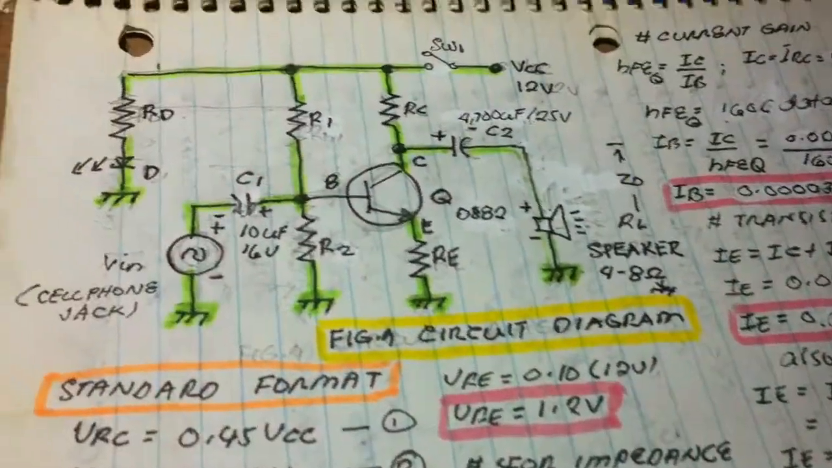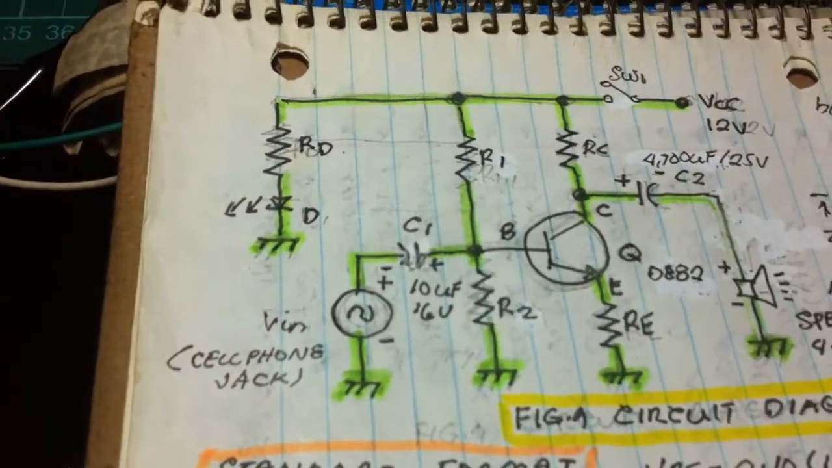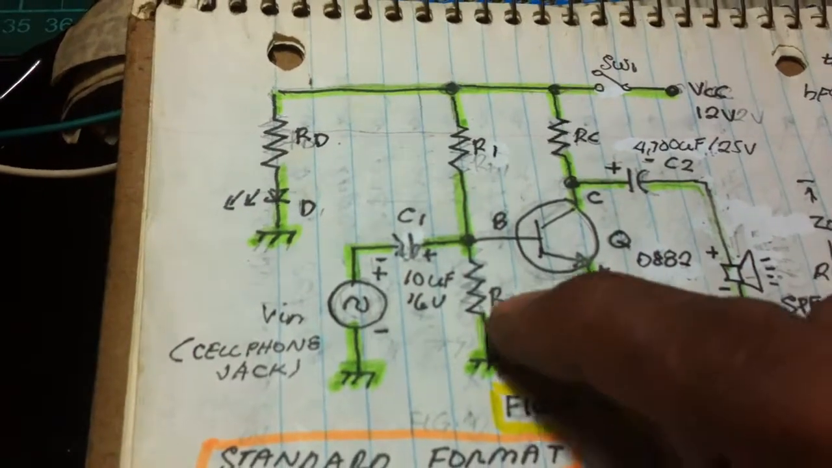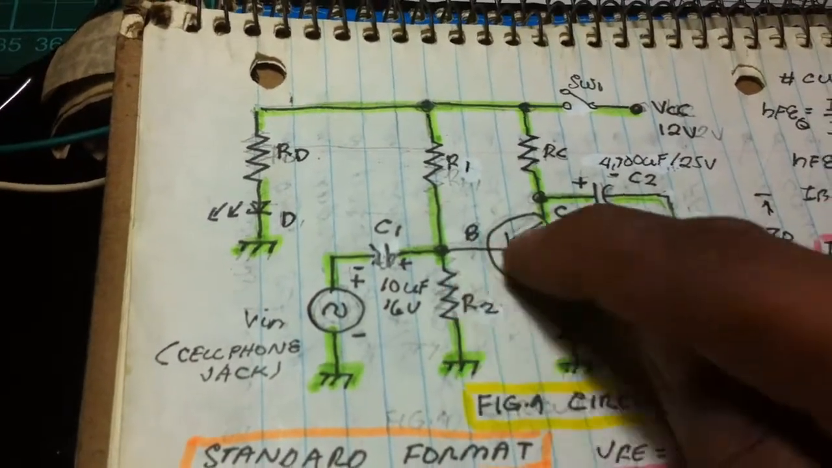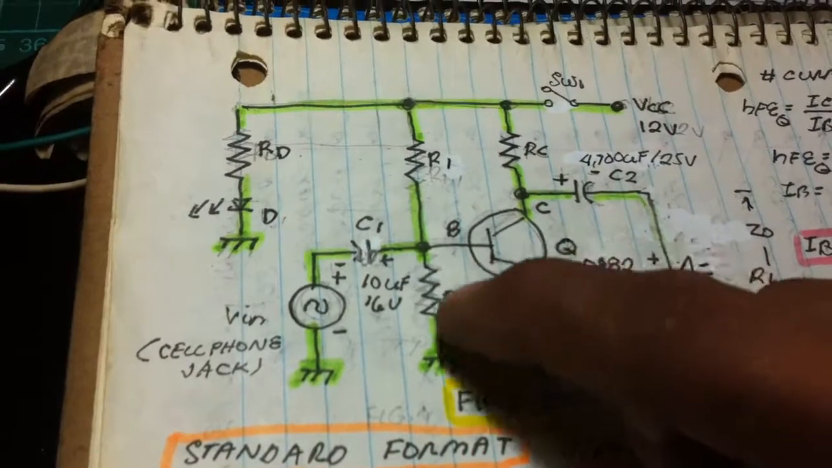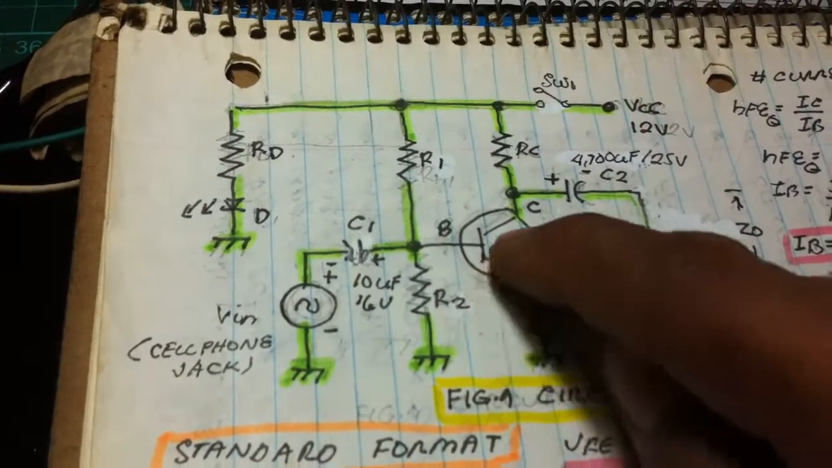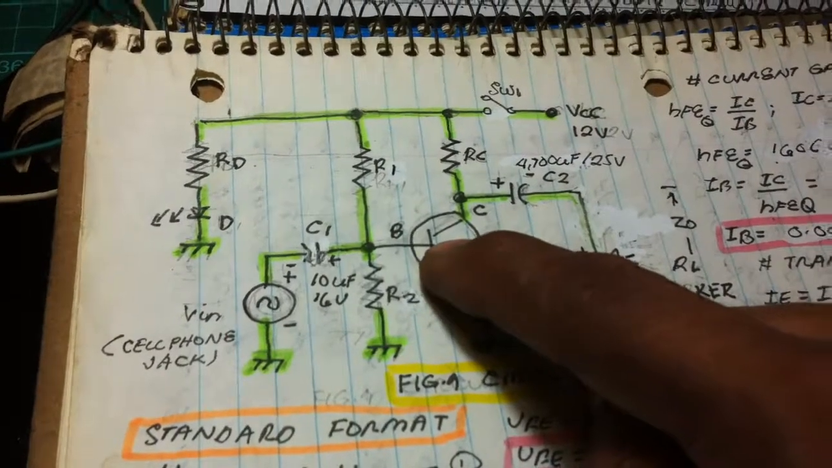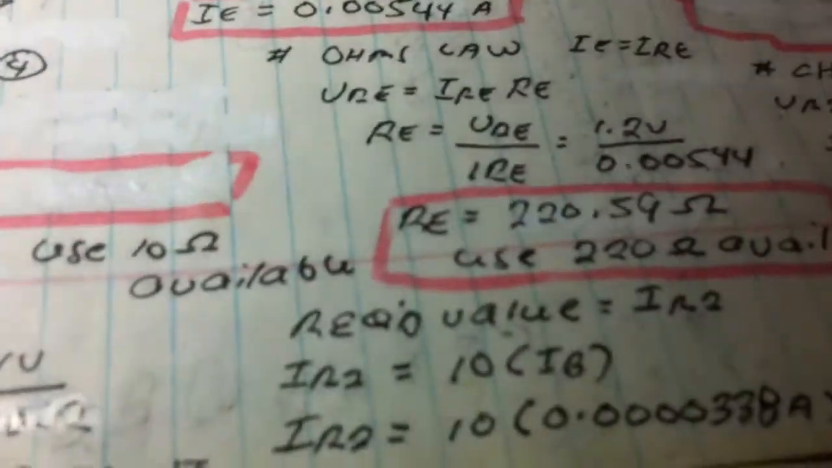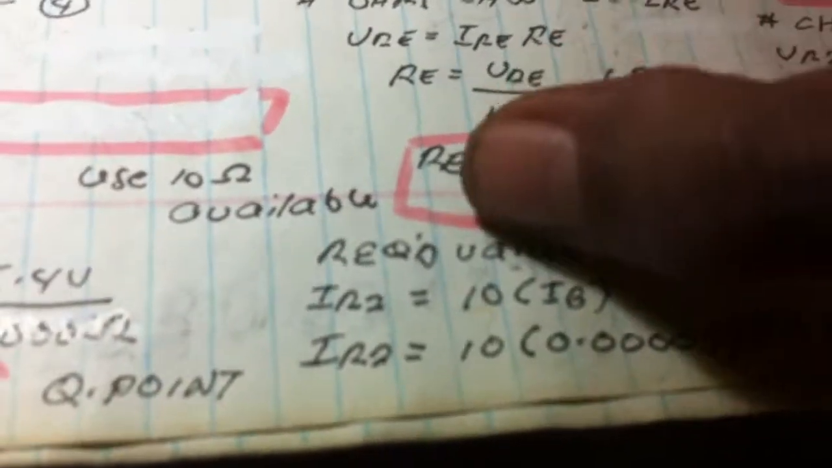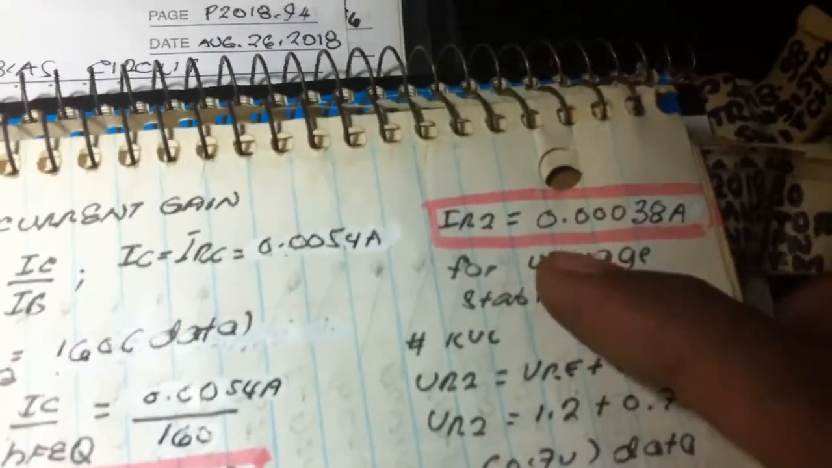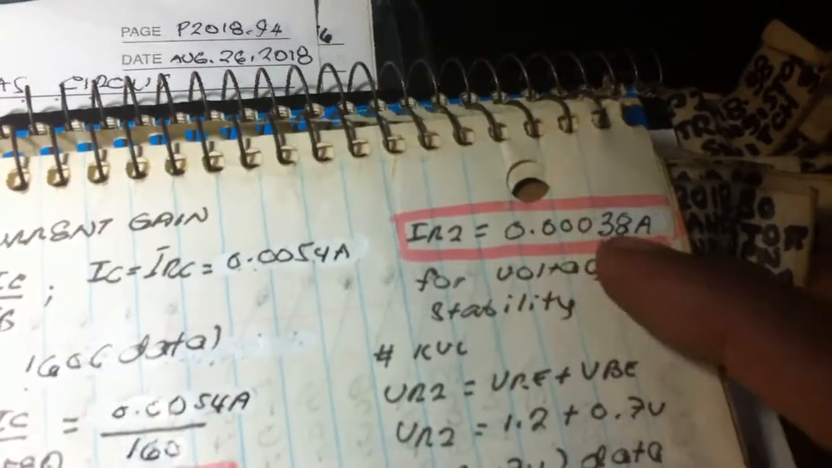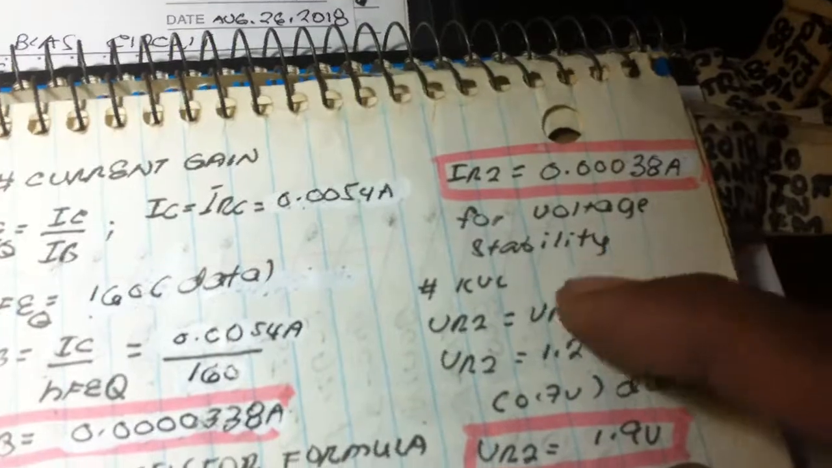So for the required current to flow at IR2, we need at least 10 times IB, 10 times the base current. The current that flows in R2 should be 10 times IB. That is a requirement for this configuration. So the required value for IR2 is 10 times the base current. We know the base current here, and now we know the current of R2 is 0.00038 ampere, for voltage stability.